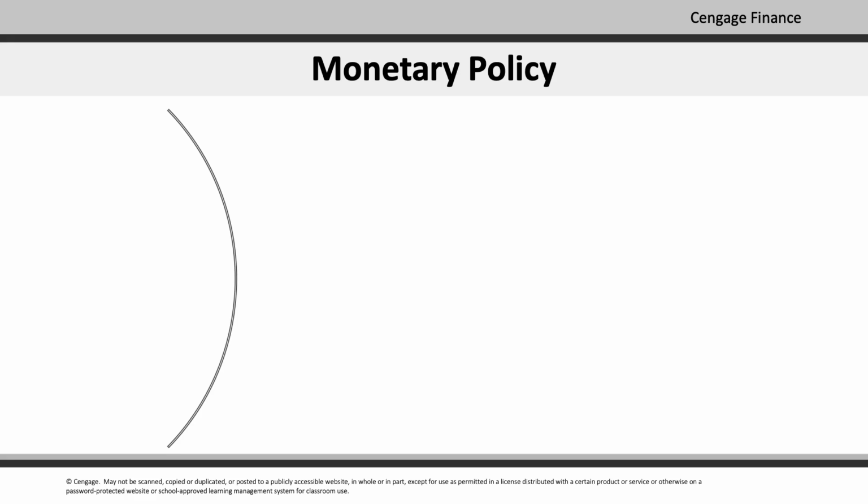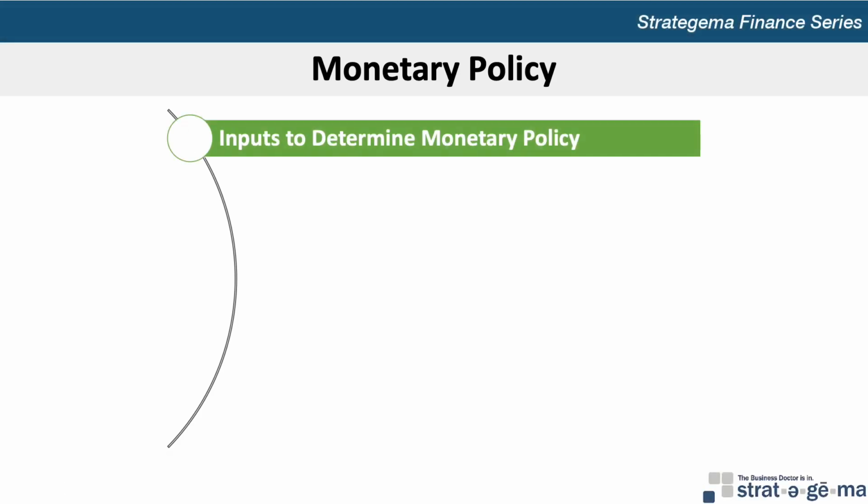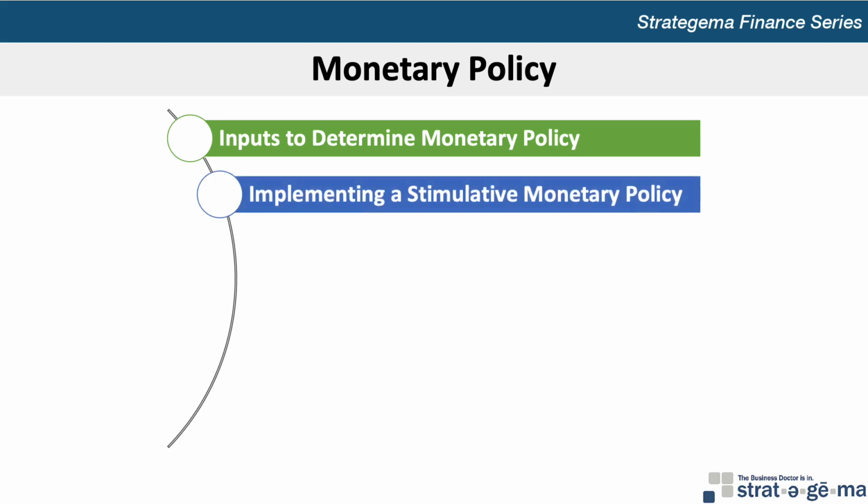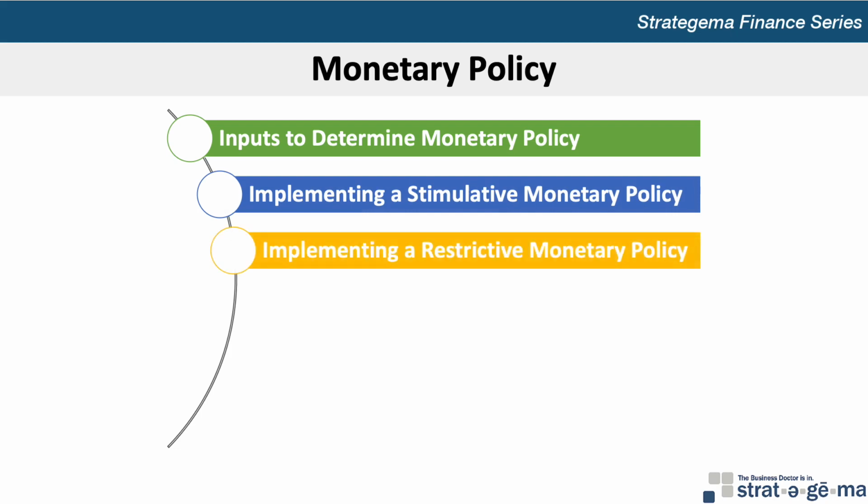Chapter 5 is comprised of 6 key learning objectives. First, to describe the input used to determine monetary policy. Second, to explain the effects due to the Fed's implementation of a stimulative monetary policy. Third, to explain the effects due to the Fed's implementation of a restrictive monetary policy.